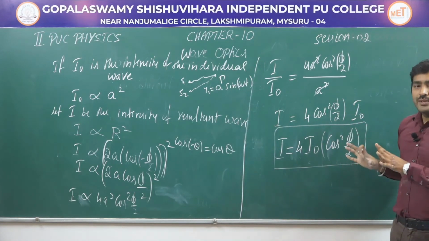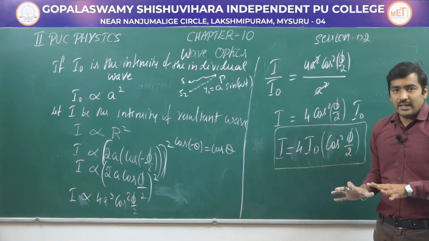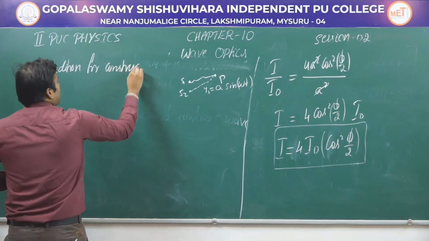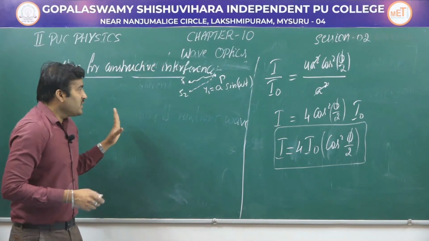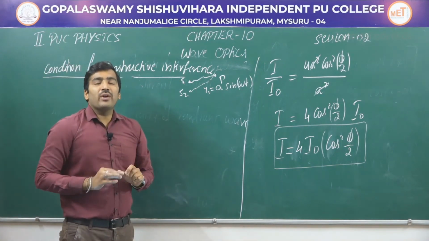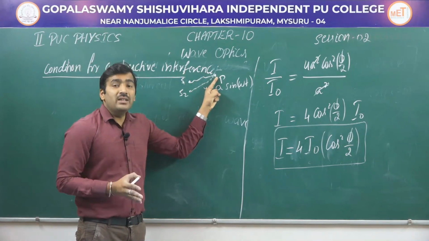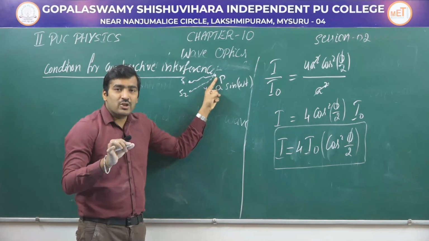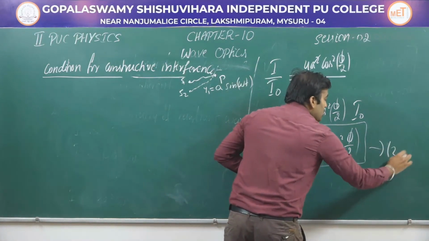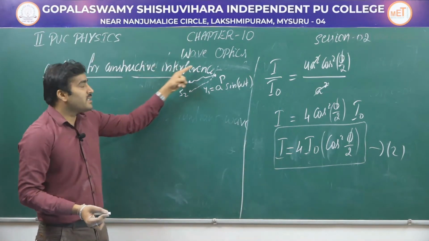Now, a very important part of this derivation, we need to write the condition for the constructive interference. Let us write this. Condition for constructive interference. See, I told you that in case of constructive interference, due to the superposition of waves at this region, the intensity has to be maximum. If I say this is equation number 2, then in this equation number 2, the intensity has to be maximum for the case of constructive interference.